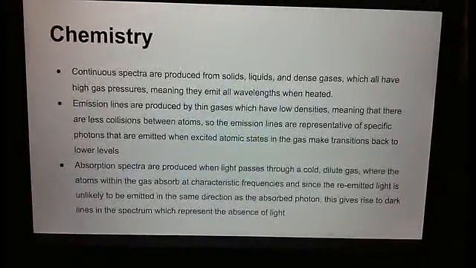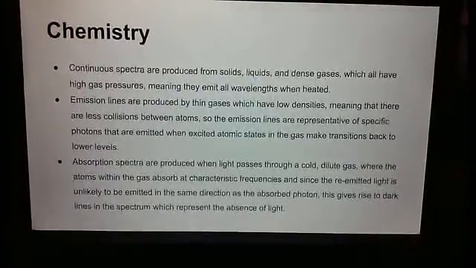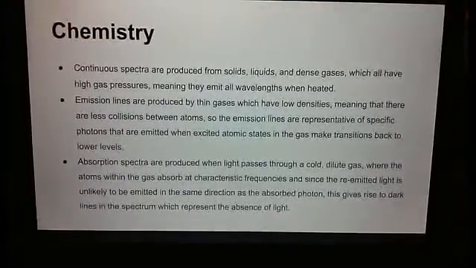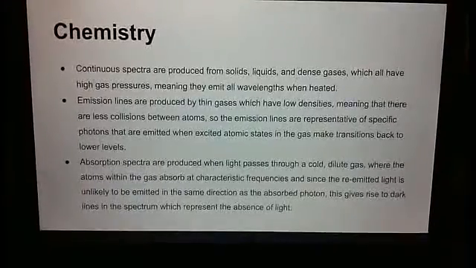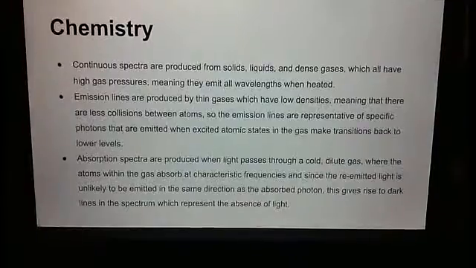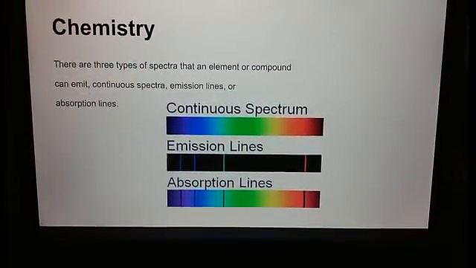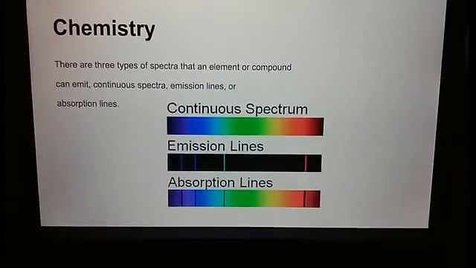Next are emission lines, which are produced by thin gases which have low densities. This means that there are fewer collisions between the atoms, so the emission lines are representative of specific photons that are emitted when excited atom states in the gas make transitions back to lower levels, which you can see right there where the emission lines are shown on the black background.